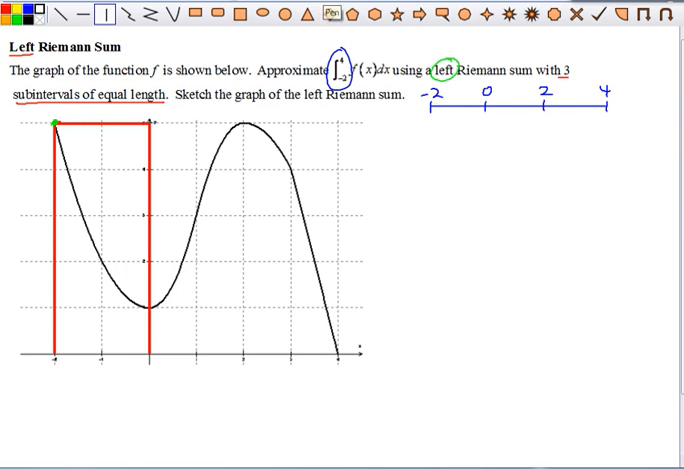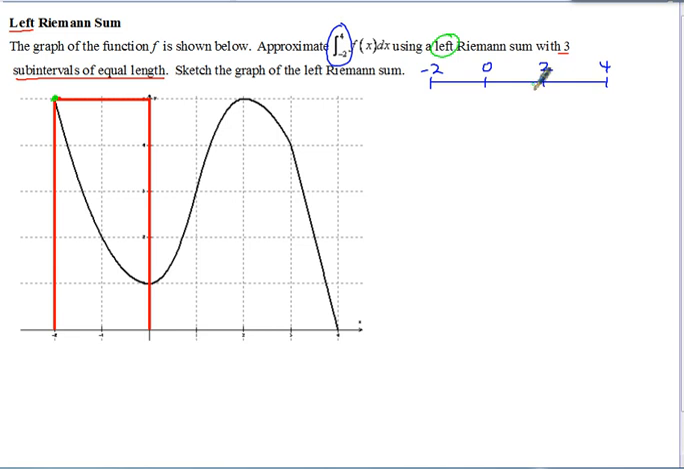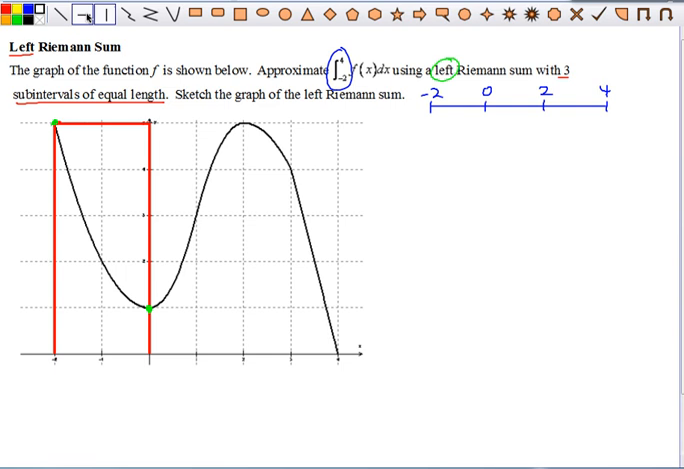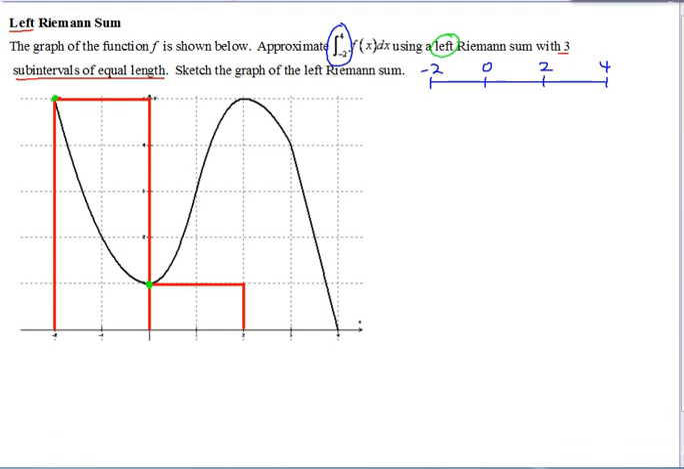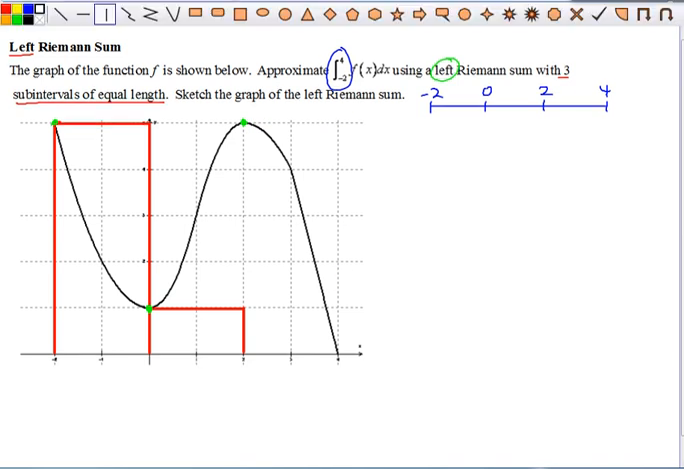Now the next subinterval, from 0 to 2, the left endpoint is at 0. So, right there is where the function is at 0. So from 0 to 2, that's going to give us the height of the second rectangle using the left Riemann sum from 0 to 2. And finally, from the subinterval 2 to 4, the left endpoint's at 2. So if we look at 2 right there, that's going to give us the height of our third and final rectangle on the subinterval from 2 to 4.